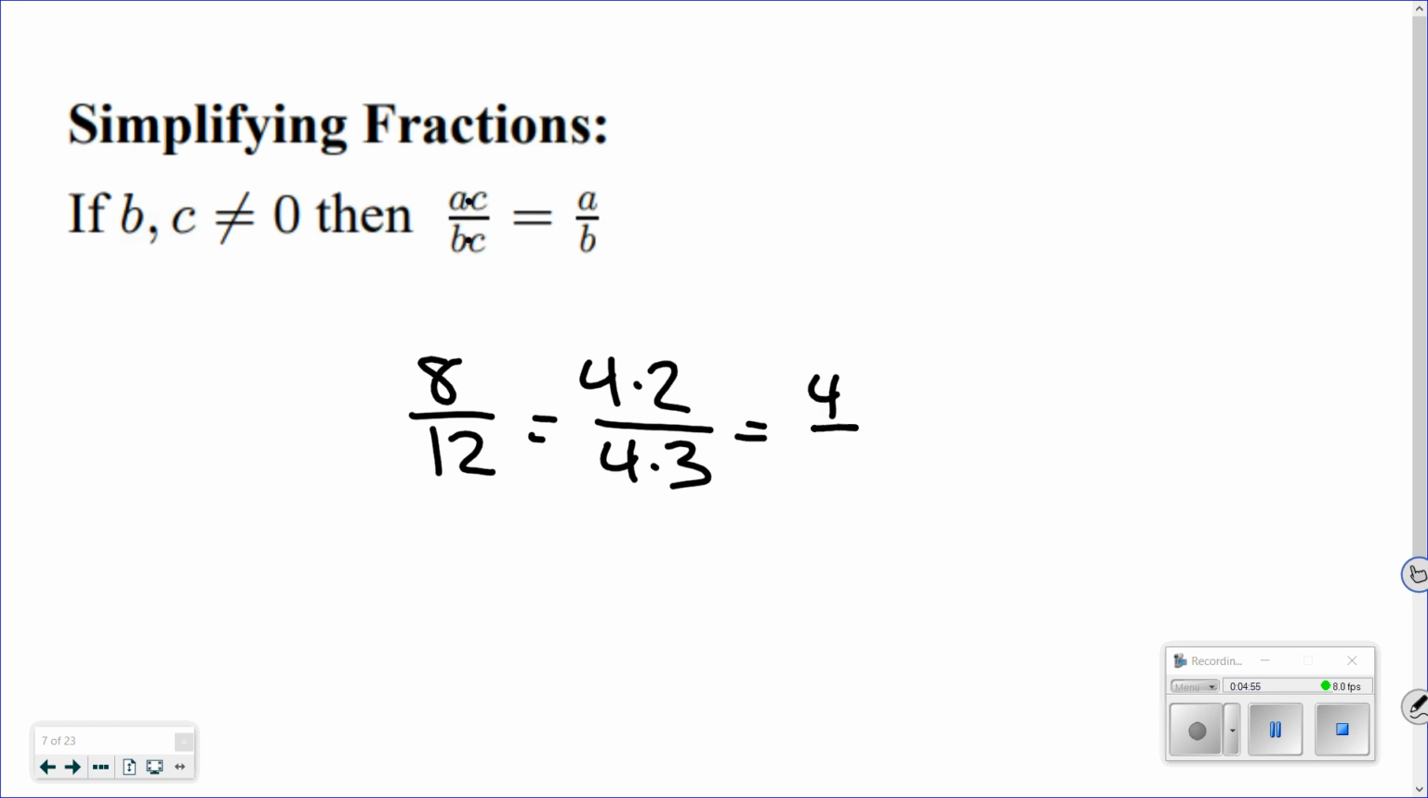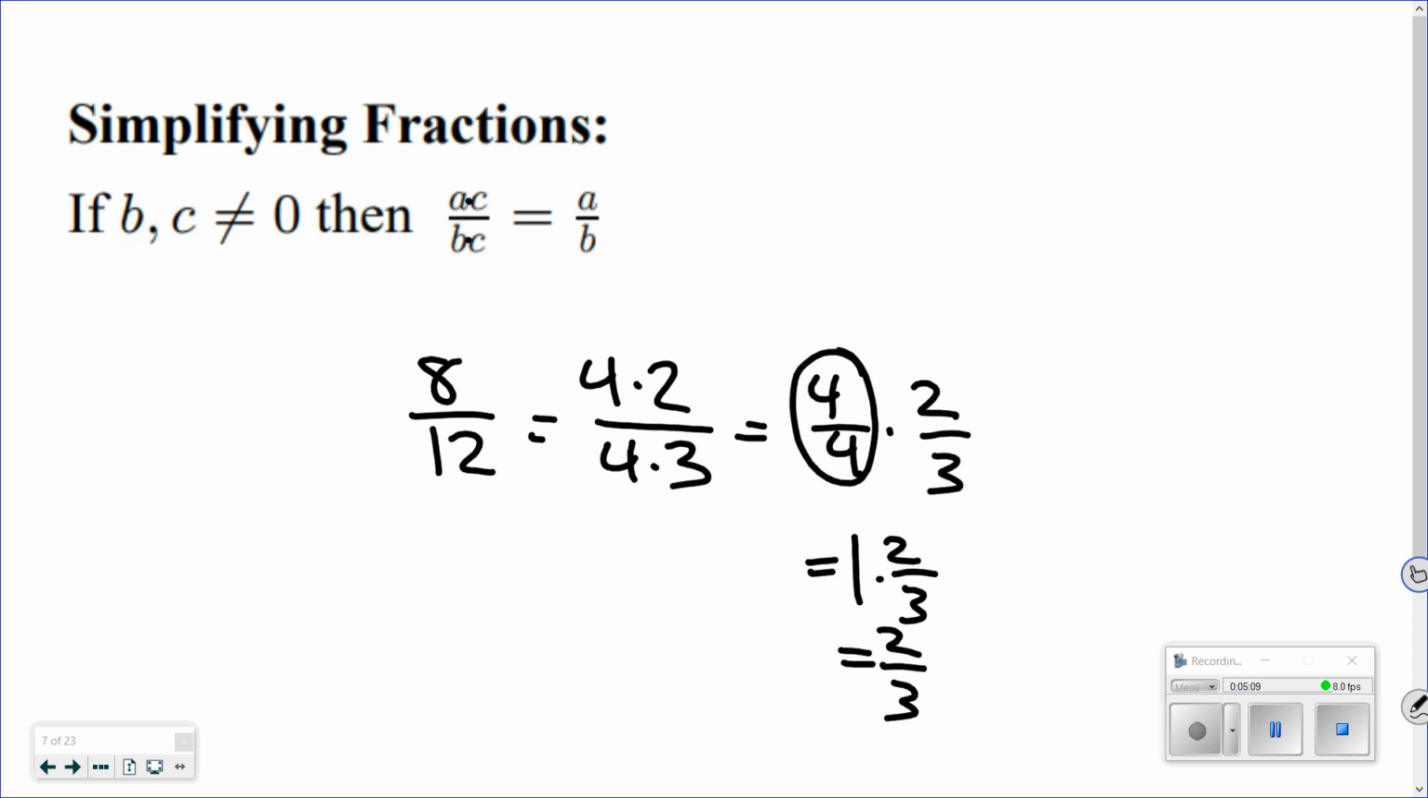You can break those apart. 4 over 4 times 2 over 3. And the 4 over 4 is just 1. So now I have 1 times 2/3, which really just comes out to be 2/3. So 8/12 and 2/3 are equivalent fractions. When you take out all the common factors, we say it's simplified all the way or reduced completely. So normally, if you have a fraction, we're going to try to simplify or reduce it as far as we possibly can.